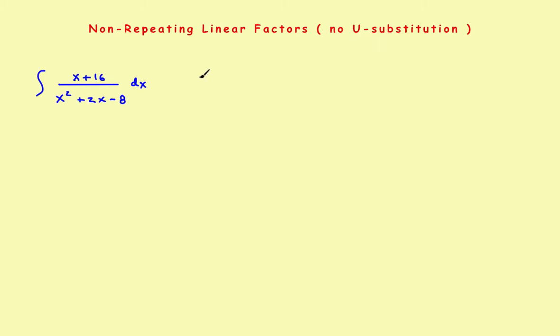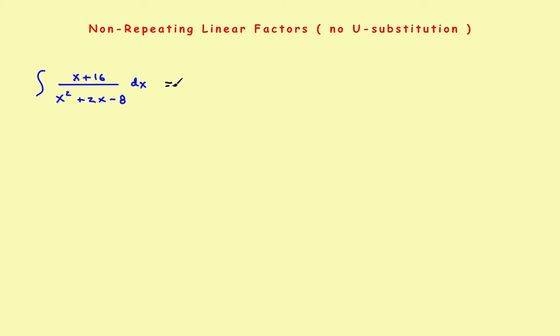Now, the first step on all these is always, if you've got a rational function, make sure that the degree of the numerator is less than the degree of the denominator. In that case, it is. If it was not, you'd have to use long division first. But our denominator has a degree greater than the degree of the numerator, so we are good to go on this one. So the first step is go ahead and factor the denominator. So let's just go ahead and do that.